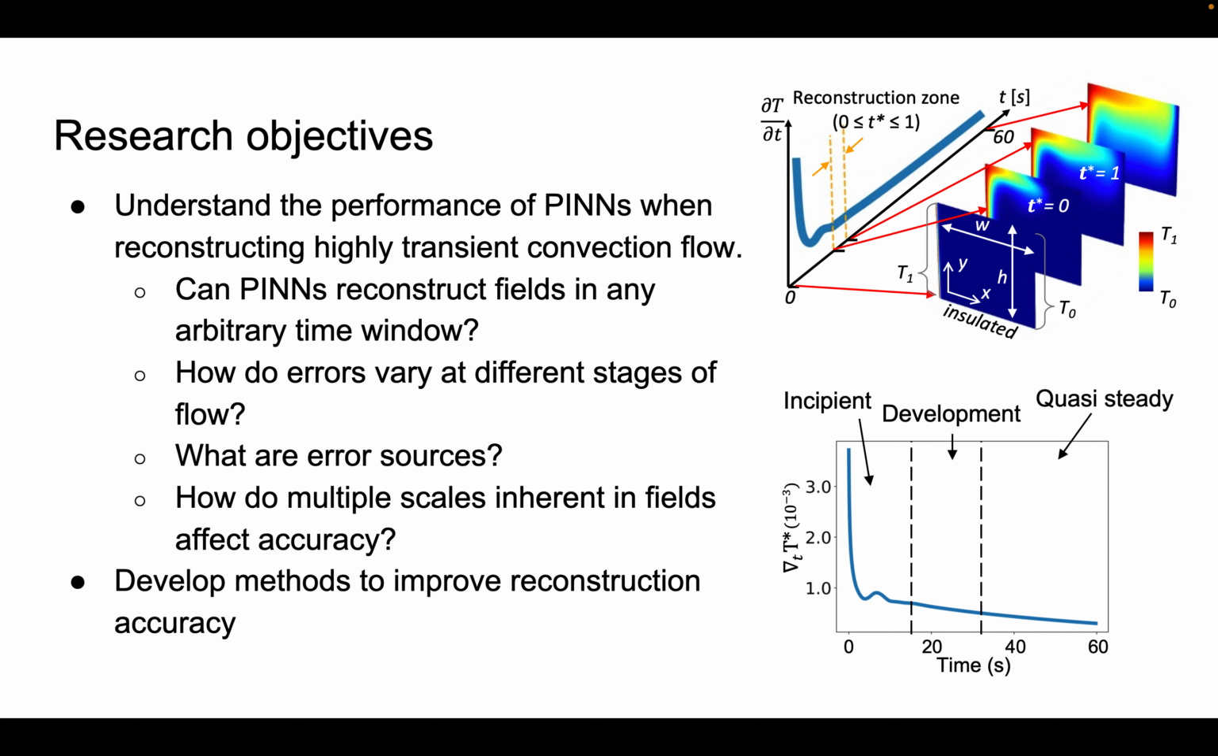And we know that these problems are inherently multiscale. So we have a boundary layer and maybe the free stream region. So in these regions, do PINNs perform differently? And lastly, from all of this knowledge that we gain from doing this, is there a way for us to improve the reconstruction accuracy of PINNs?